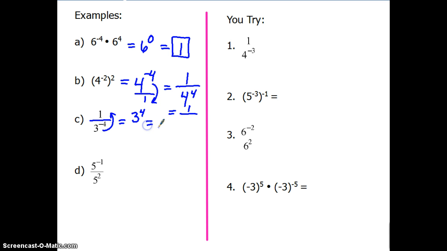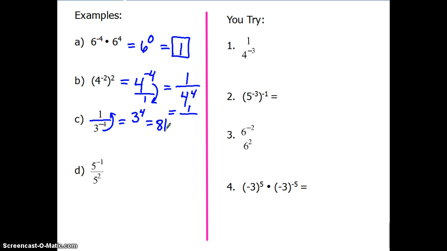And then again, if you want to type in your calculator and figure out what 3 to the 4th is, 3 times 3 times 3 times 3, I believe that is 81. Don't be mad if I'm wrong, but I think that is right. Type it in your calculator and see.